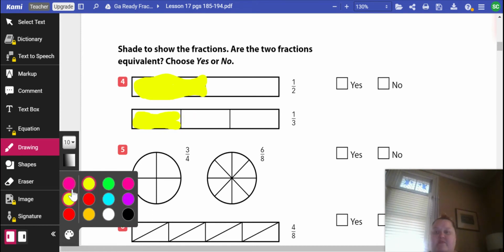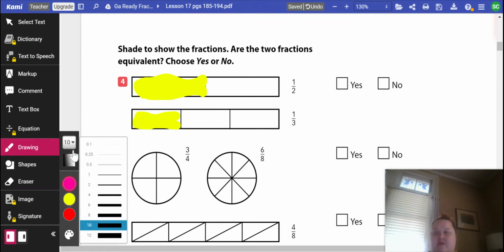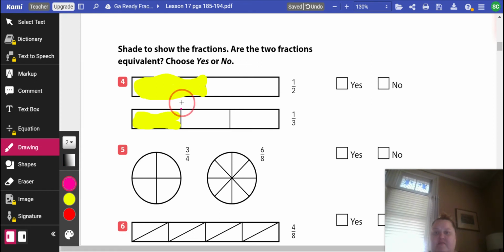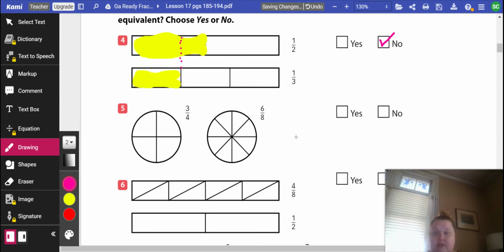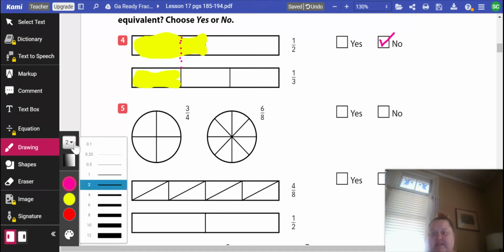Are those equivalent? Well, if I bring my little mouse up here, I can see, no, those are not equivalent. 1/3 is definitely smaller than 1/2. So over here, I'm going to check. No, they are not equivalent. Question number 5, I'm going to do 3/4 and 6/8.